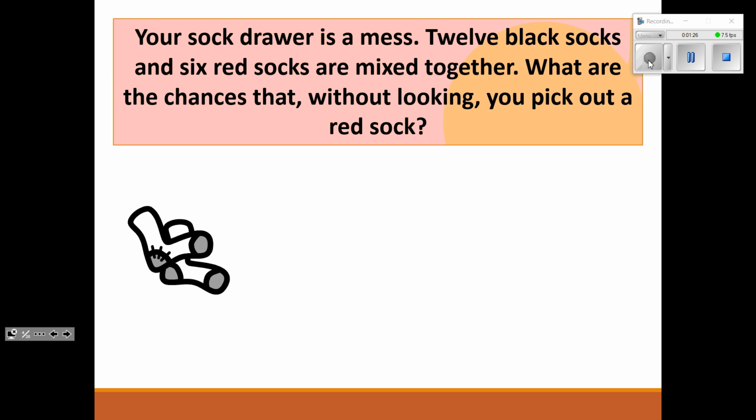Your sock drawer is a mess. Can't imagine that. 12 black socks and 6 red socks are mixed together. What are the chances that without looking you pick out a red sock? First, you want to know the total number of socks that are in the drawer. It said that there were 12 black socks and 6 red socks. And 12 plus 6 is 18. So we know that there's 18 total socks. So that goes on the bottom of our ratio.